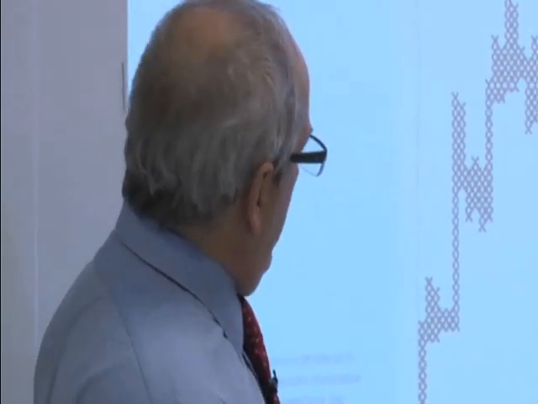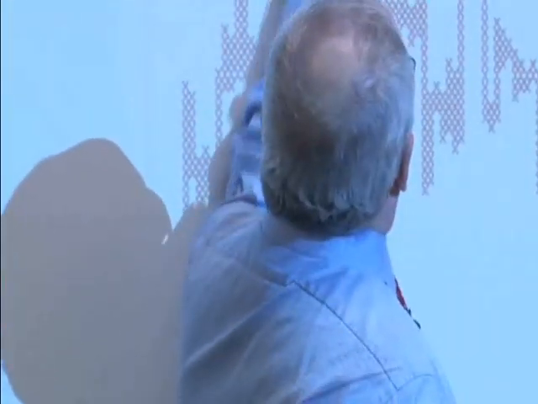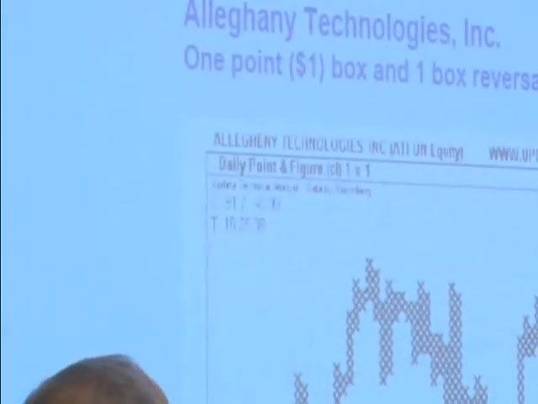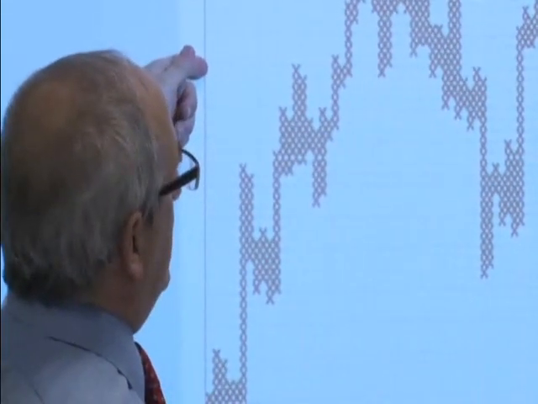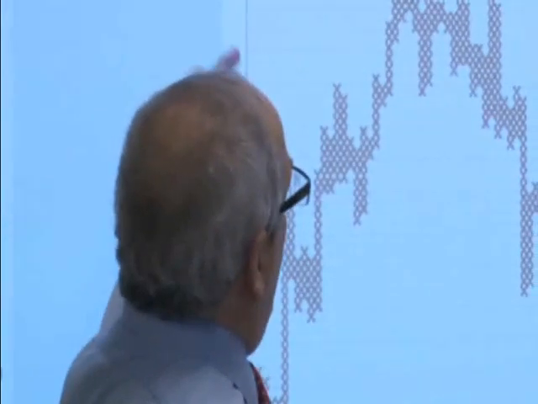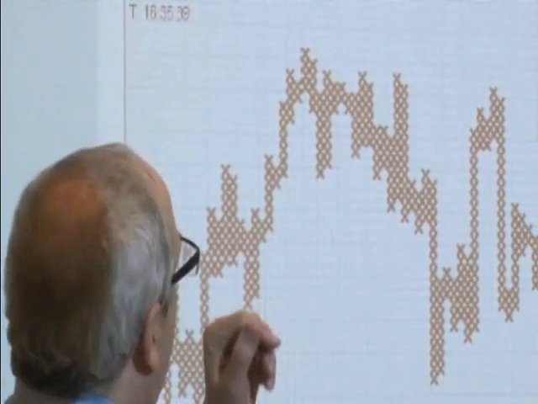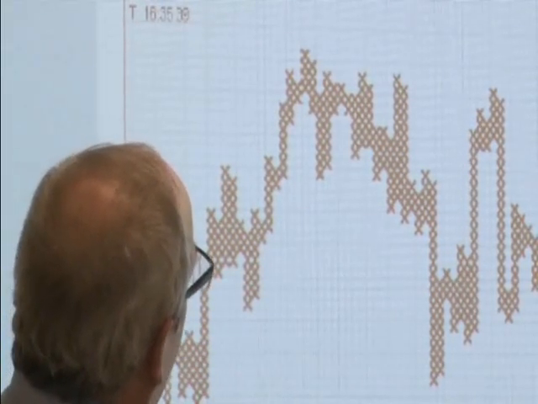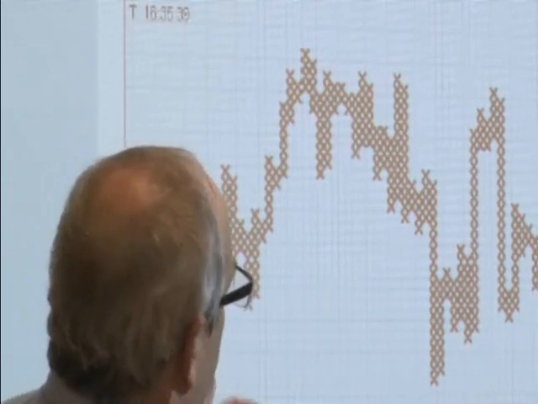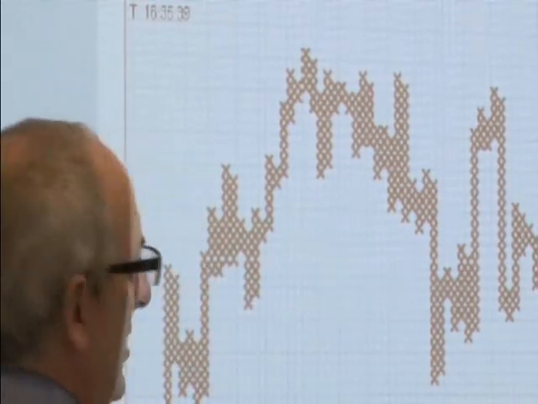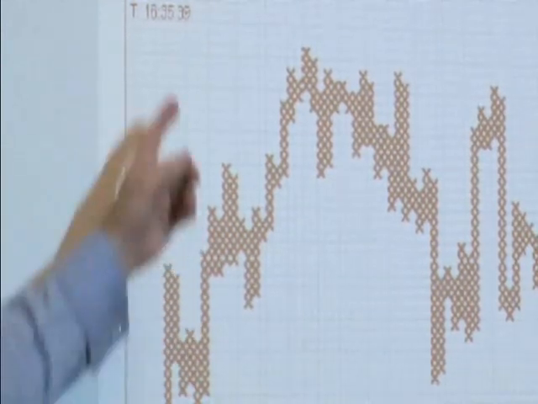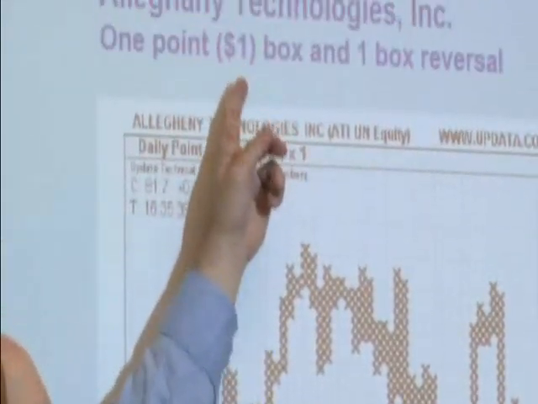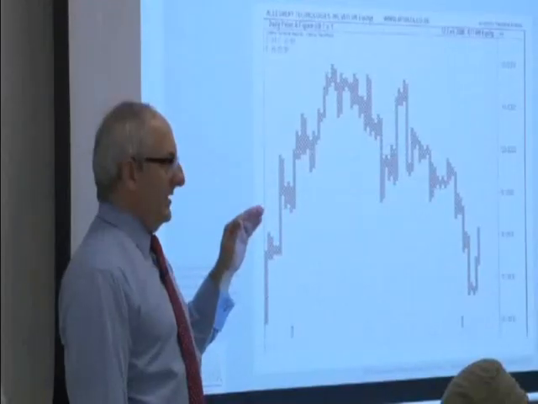So let's say our first day here is, this is a $1 box size. There's two things you need in point and figure. You need to know what the value is of each box, which you set depending on what you want it to be. And you need to know how many reversals you're going to look at, how many boxes a direction change needs to be before you're going to recognize it as a significant change. So the advantage of point and figure is, this is a $1 box size, so anything that's less than $1, I'm not paying attention to.